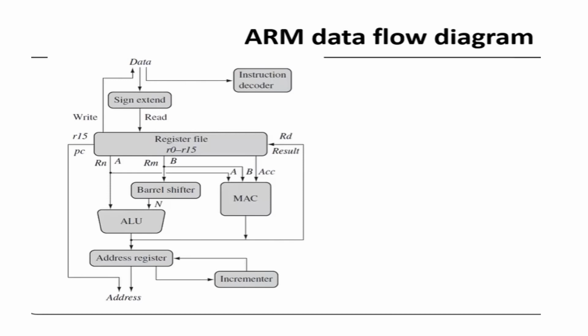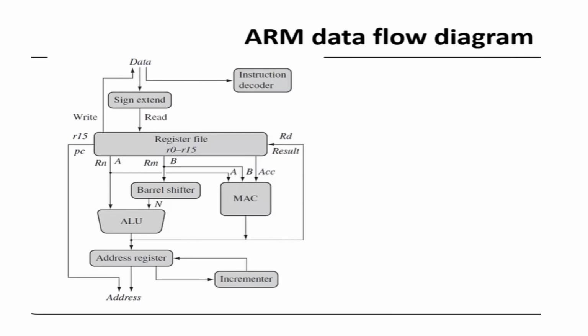The sign extended data may be 32-bit. If it is 32-bit, we need not worry about this extension, so it will directly go to the register file. Here, sign extension means that before the data, it will add zeros. In that way it will extend it to 32 bits. Here you can see the register file from R0 to R15. Here R15 is used as the PC, that is the program counter.